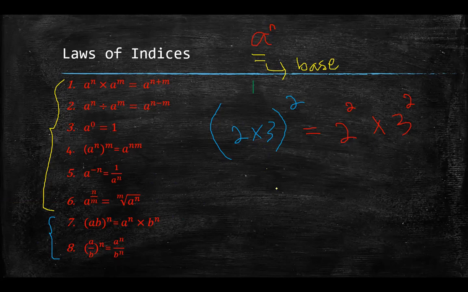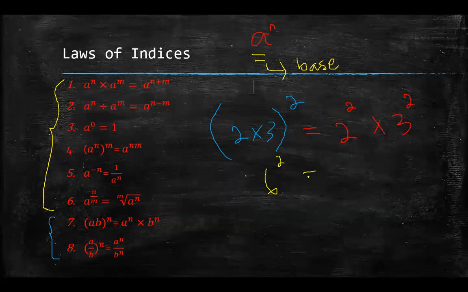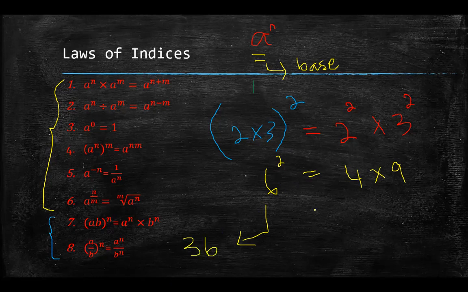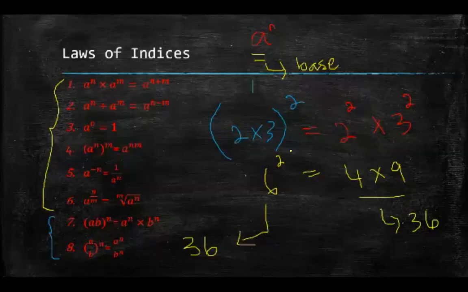2 times 3, that's 6. 2 squared is 4 multiplied by 3 squared, that's 9. We know that 6 squared is 36. And according to this rule, 6 squared is the same as 4 multiplied by 9. 6 squared is 36, and 4 times 9 is also 36. So that's how we know that this rule is actually correct. Right? So just to show you that.